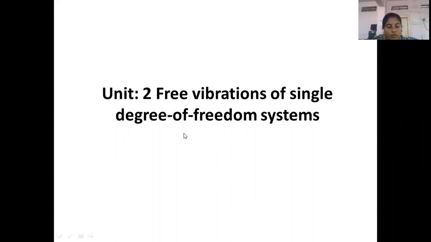One is the free vibration, and the second one is the forced vibration. In unit number 2, whatever derivations are here are based on the free vibration only. If you go towards unit number 3, that includes the forced vibration. Free vibration comes under unit number 2, and unit number 3 is based on forced vibration. So first we'll understand what free vibration is and what forced vibration is.